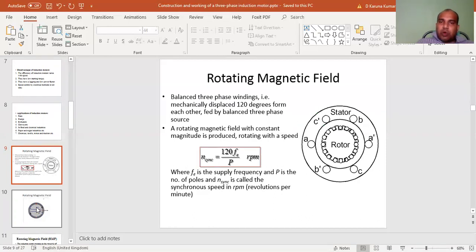The field rotates through 0 to 360 degrees. The speed varies, but the rotating magnetic field is produced with constant magnitude. The speed of the rotating magnetic field, the synchronous speed, is equal to 120f/P. Here f means the supply frequency, P means the number of poles in the machine, and Ns means synchronous speed in RPM, revolutions per minute.